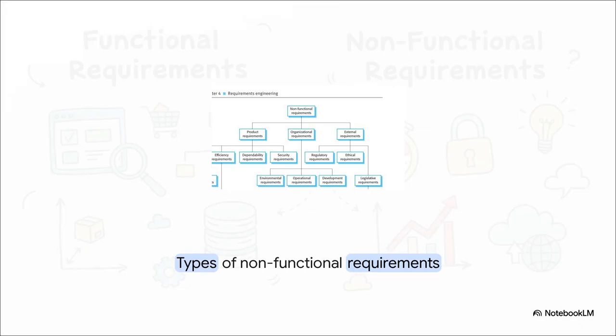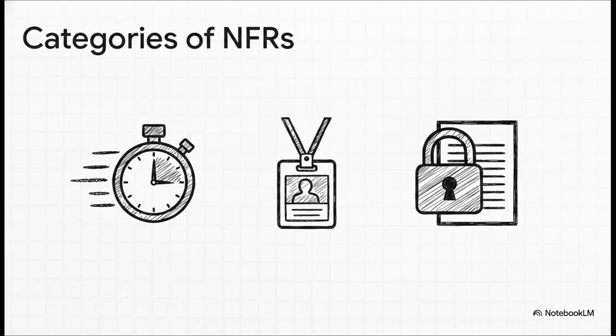This hierarchy beautifully illustrates how non-functional requirements are broken down. As you can see, they branch out into three main categories: product requirements, organizational requirements, and external requirements. And from there, they subdivide even further into specific constraints like efficiency, dependability, security, and regulatory rules. Let's unpack each of these categories using the MintCare system to really anchor the concepts.